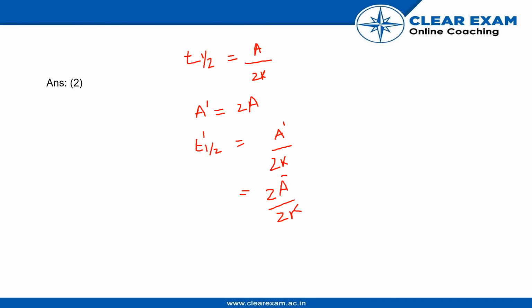where A by 2K is equal to T half. So T dash half becomes equal to twice of T half, and hence the half-life period is doubled, and the answer is option number 2.